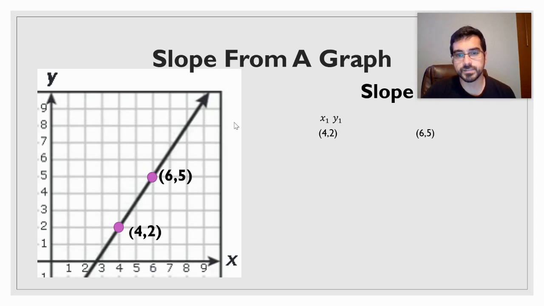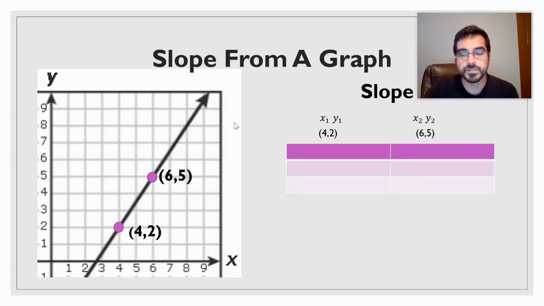So I'm going to put x1, y1 for (4, 2), and then I'm going to put x2, y2 for (6, 5). I'm going to set up my table with x and y, and then I'm going to input my points, which is 4, 2, 6, 5. And now I'm going to draw my arrows. Just make sure both of them are going in the same direction. Now, delta y over delta x.